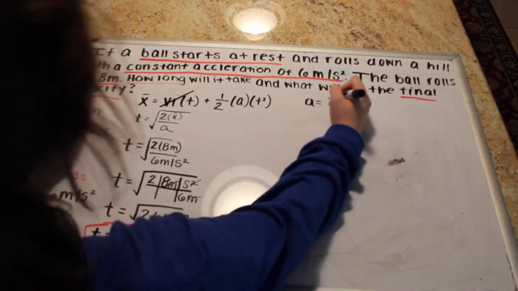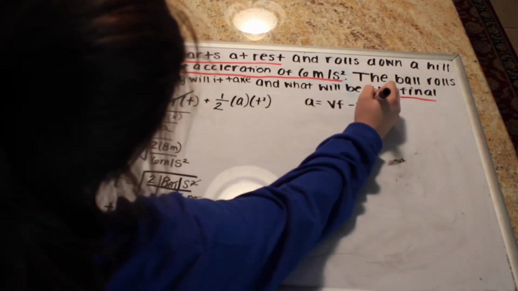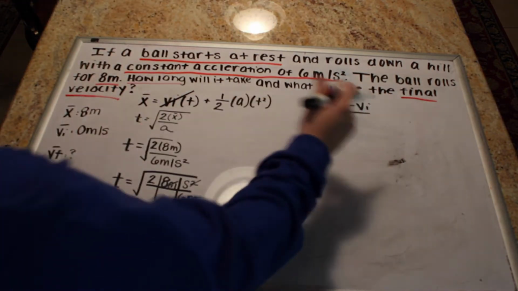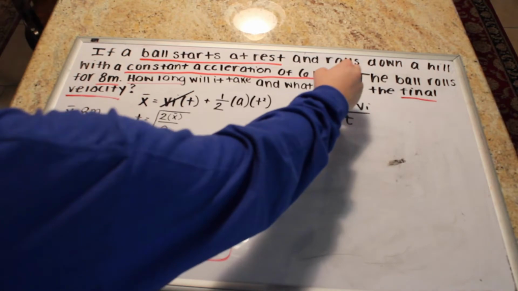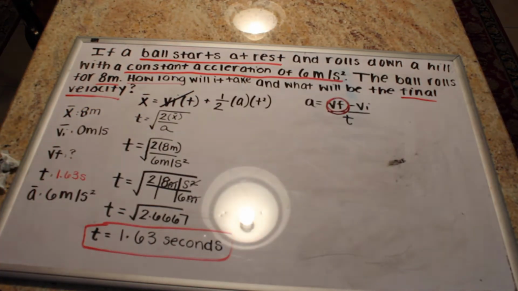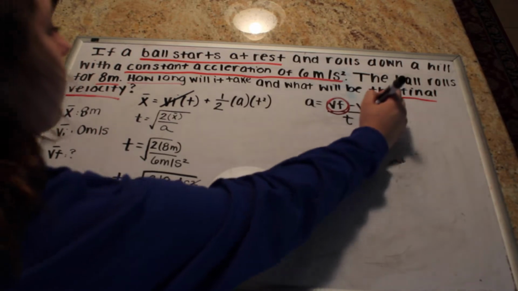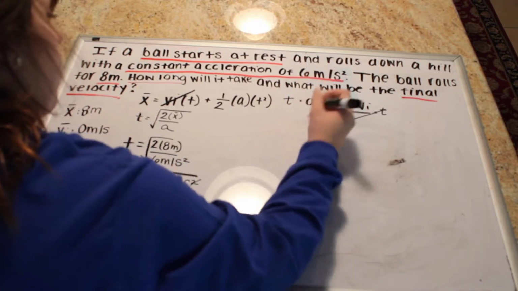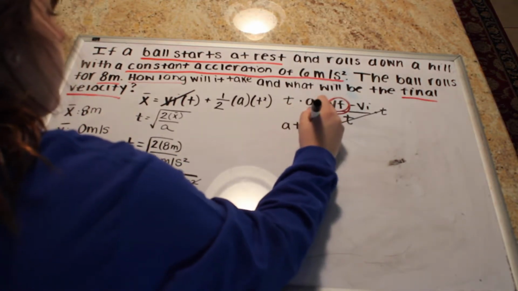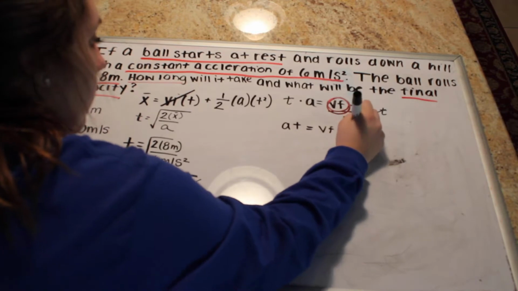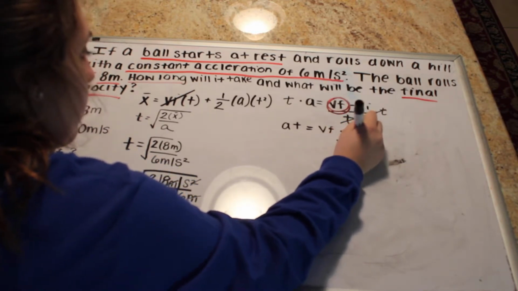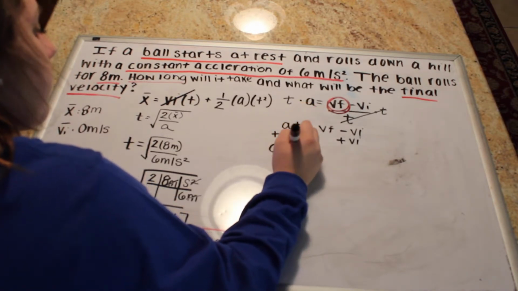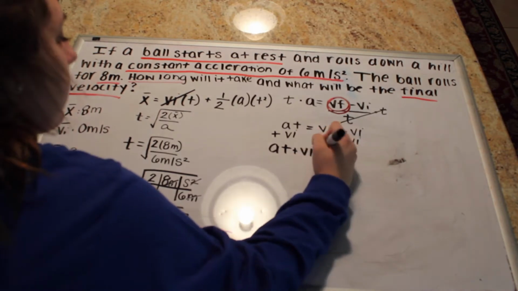Using our acceleration equation, acceleration equals final velocity minus initial velocity divided by time. So I need to manipulate the equation to get final velocity by itself. I'm going to multiply time on each side. A times t equals VF minus VI. I'm going to add VI to each side. Acceleration times time plus initial velocity equals final velocity.